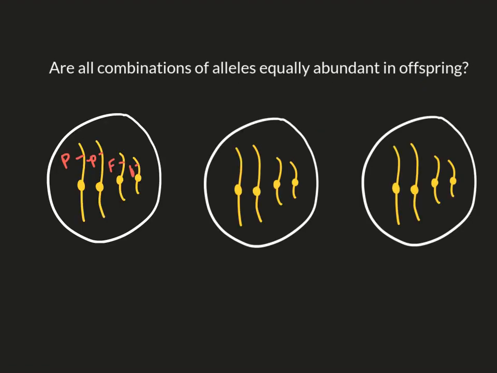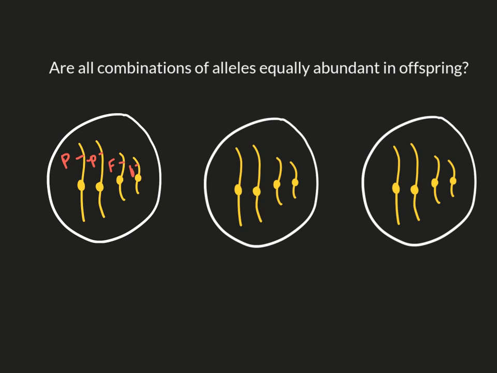Now, the last thing that I want to talk about is the concept of linkage, or can we get all combinations of alleles at all genes in the offspring, or are they equally abundant? And this depends on recombination and independent assortment, other terms that you might want to revisit from some previous genetics work. But I'm going to draw out three examples here.